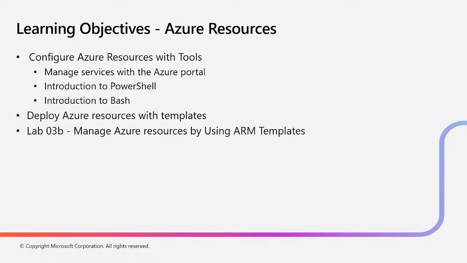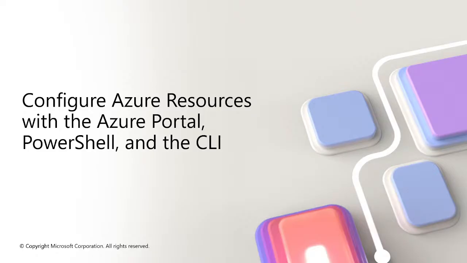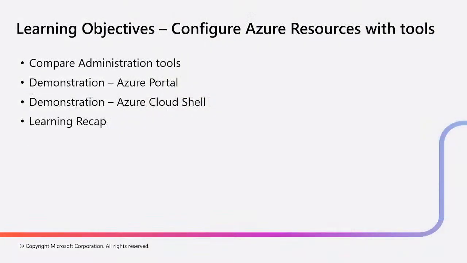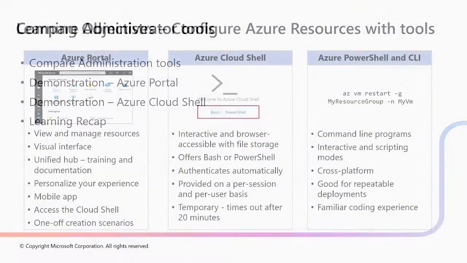So let's go ahead and start with how to configure your resources using the portal, the PowerShell, and the CLI. So what do we have under that particular module? We are going to compare all these tools and why we need one over the other. Why is one suitable for us? We are going to look at the demonstration. How do we manage these resources by leveraging on Azure portal, and also how do we do this if we are to leverage on the PowerShell or Bash environment within the Azure Cloud Shell space. Then we'll just do our learning recap. So let's start with that.